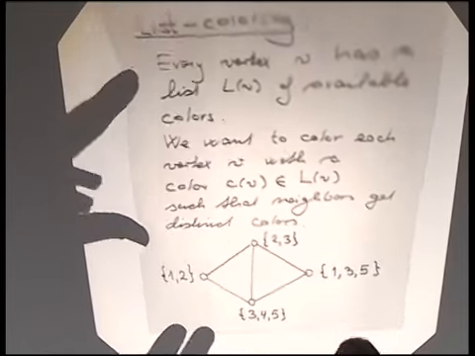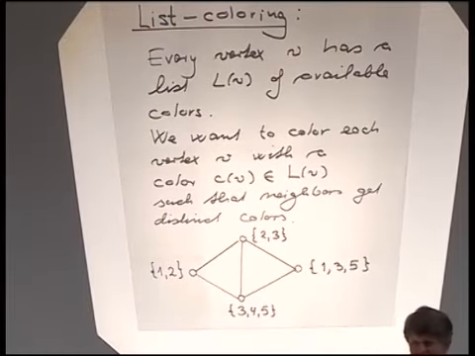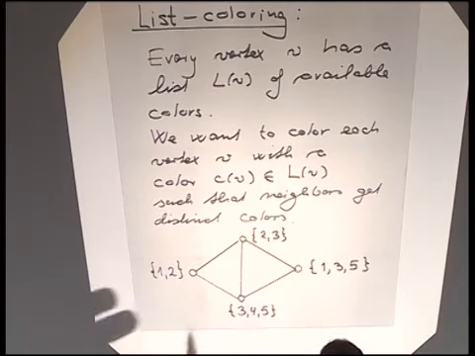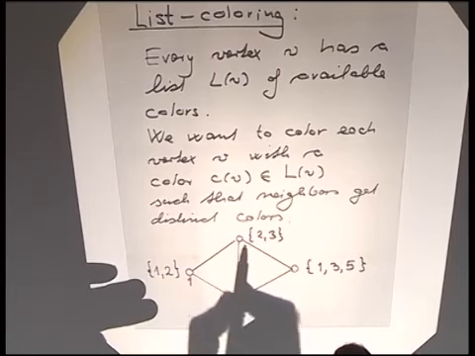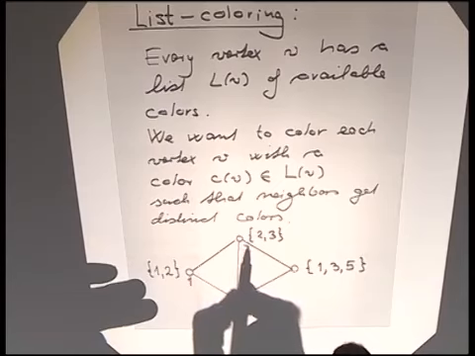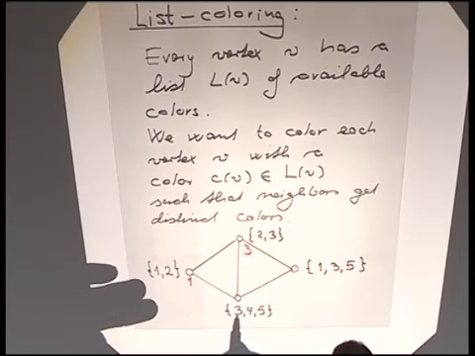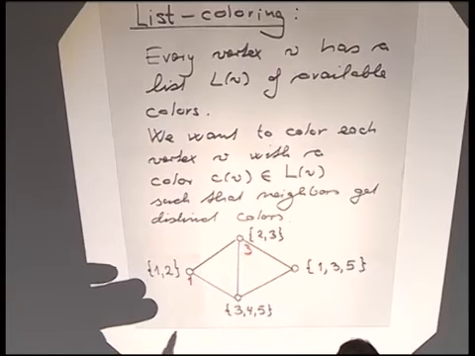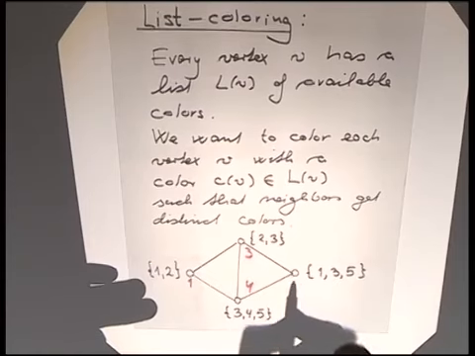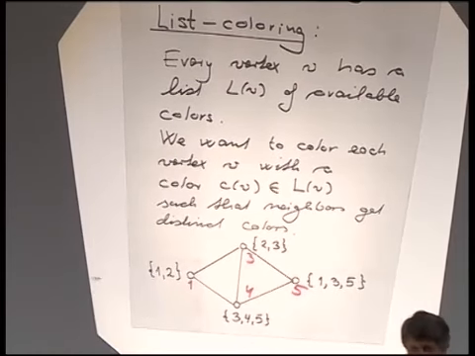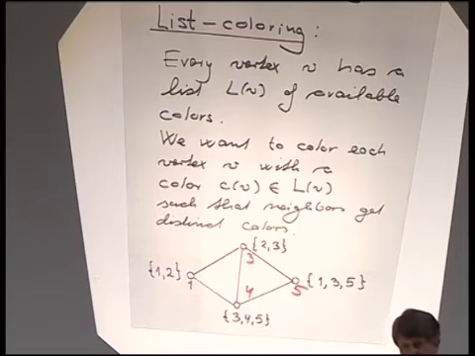So here is an example. Suppose you have the following graph. You can see a list at every vertex. Can you list color in this case? Yes, you can. Here you have to give the color 1 or 2. You can give it color 1. Here you have to use color 2 or 3. You can use 3. Here you can't use 3 because that's already used here, but you can use the color 4. And here you can then give it the color 5. So in this case, it is possible to list color. So sometimes it's possible, sometimes it's not possible.